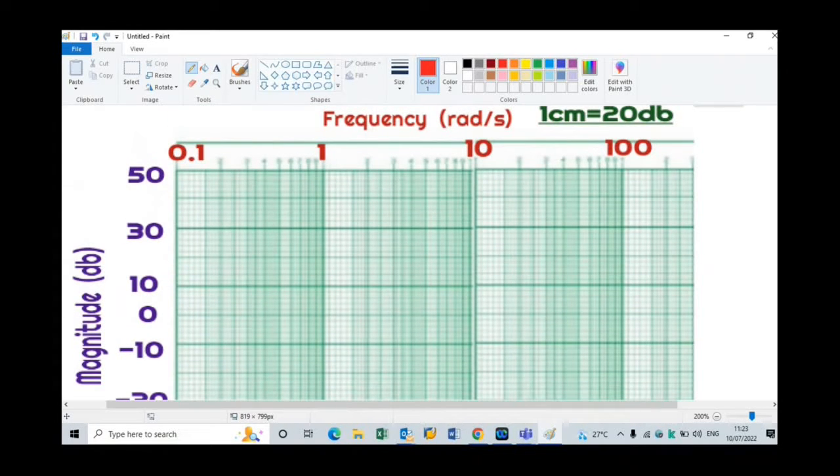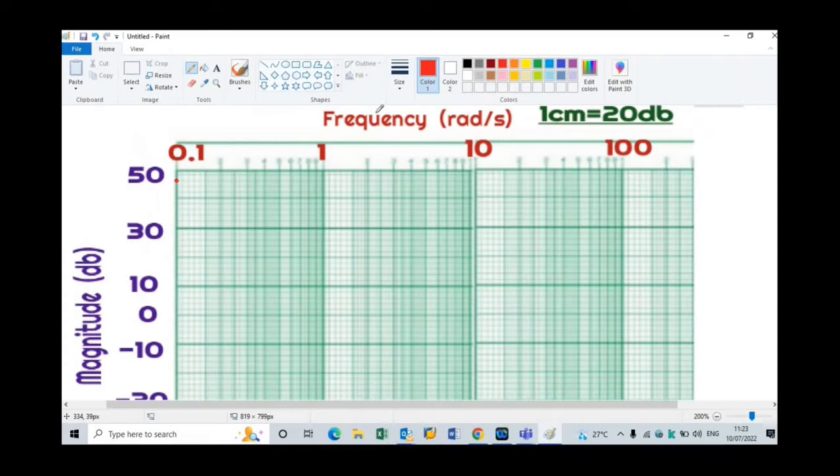Now at the corner frequency 0.1, magnitude is 46 dB. So 46 dB, that means 2 millimeter below 50 dB, because 1 millimeter indicates 2 dB. So we have to take 50 minus 4, that is 2 millimeter below that. So I will select here one point. So this point is getting selected.